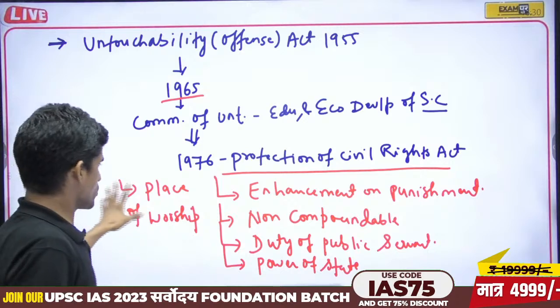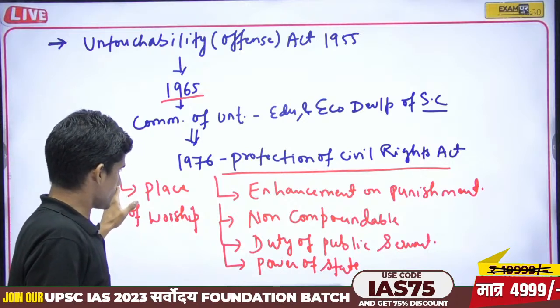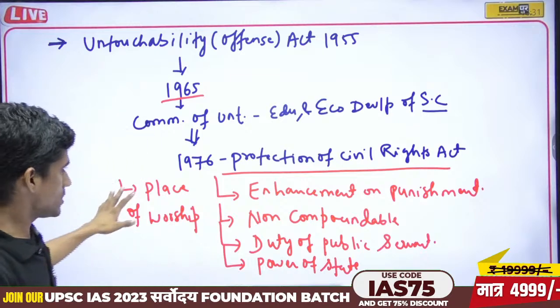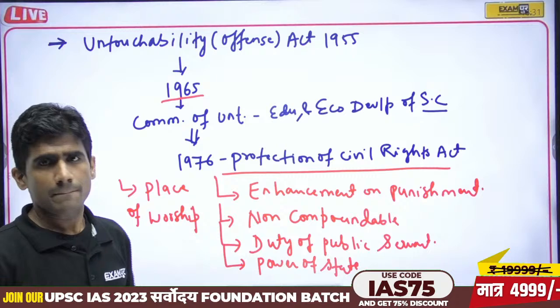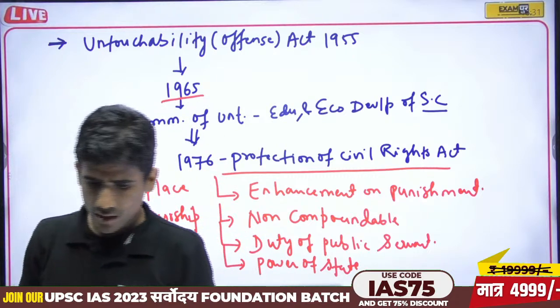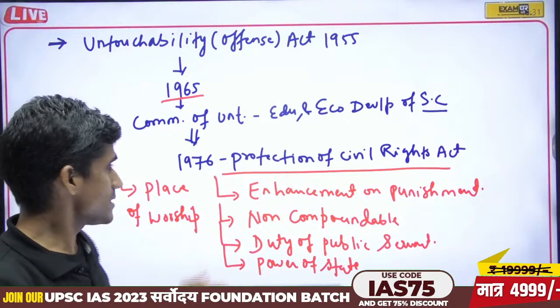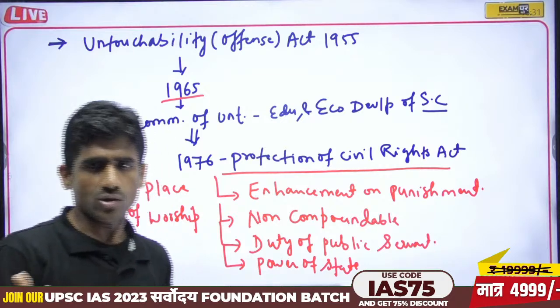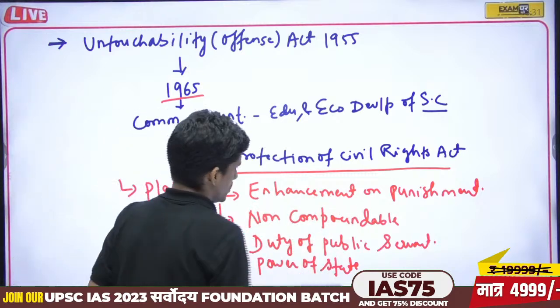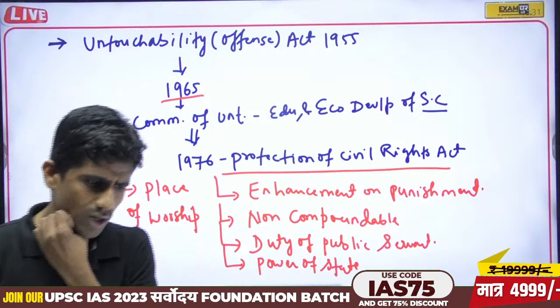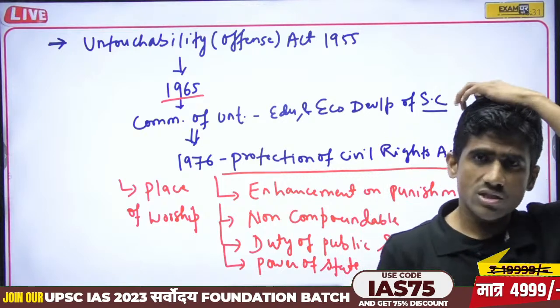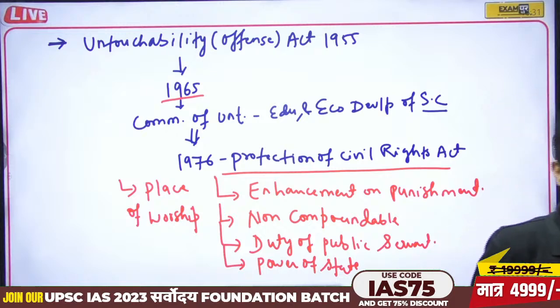Now, place of worship is the first of the provisions which were updated in the Protection of Civil Rights Act. This is the first enhancement of punishment. In the Protection of Civil Rights Act, the government tried to modify or update the prescriptions of punishments for the offenses. Enhancement of punishments, non-compoundable. Non-compoundable basically means that the practice of untouchability is considered a very big offense, which comes as a non-compoundable offense.